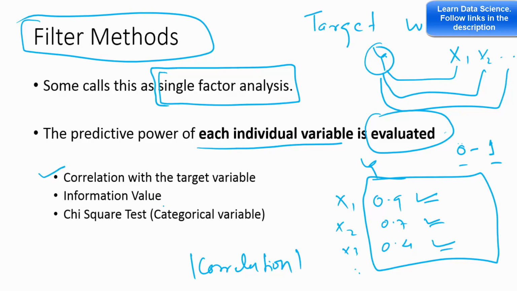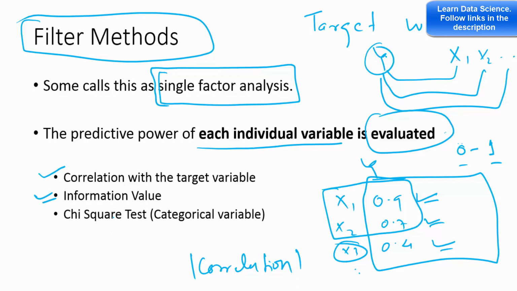So that's one way of selecting the best variable. You can take the top two variables to be having good correlation and go ahead with doing your modeling. So drop x3. There's no reason to do that, but you might consider that. So that's one of the many ways of selecting variables.